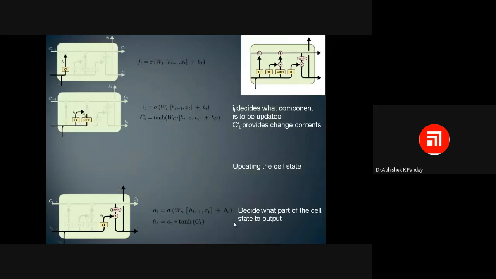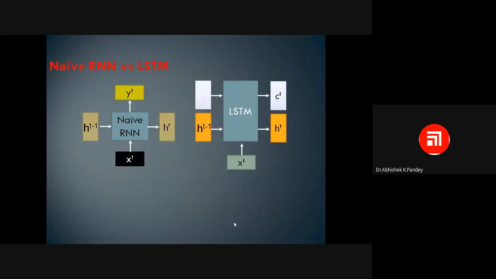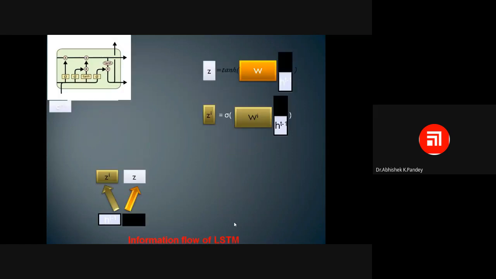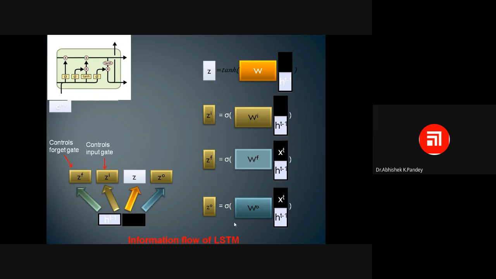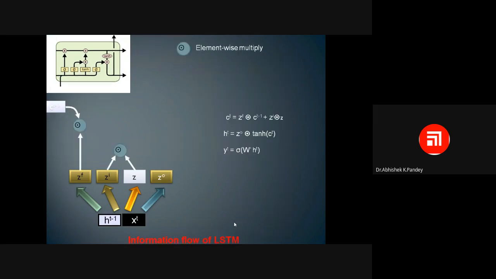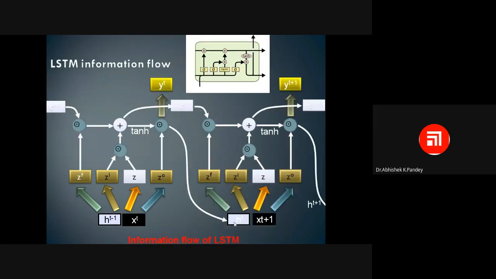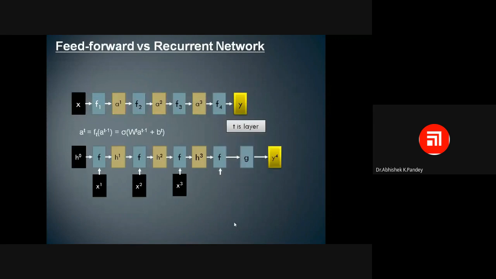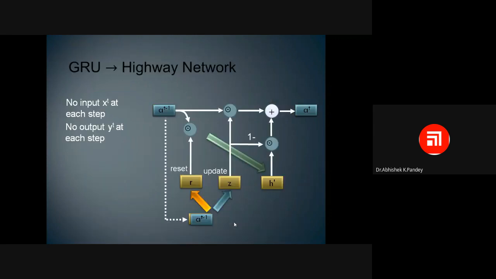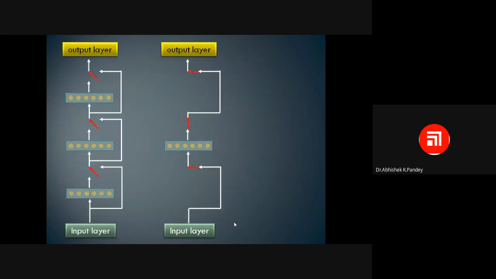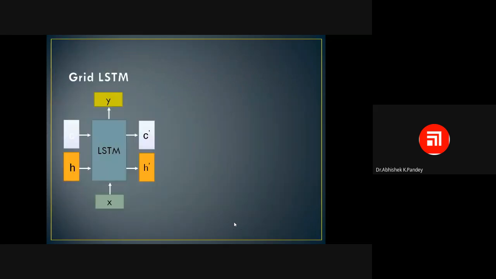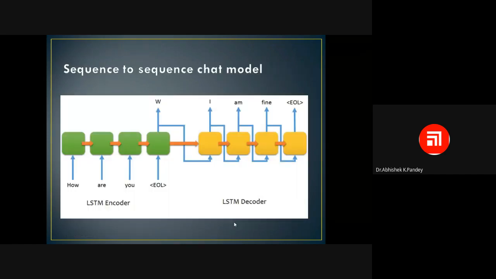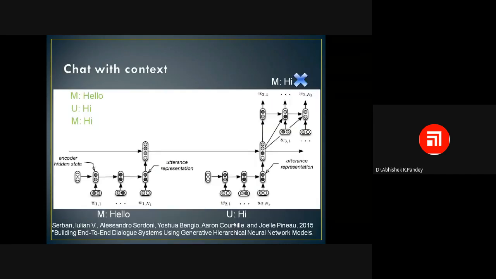So just have a look over it. Naive RNN versus LSTM we have done. Peephole we have done. Feed forward network or feed forward recurrent network we have done. How it is implemented we have done, and what we should consider while implementing it. Grid LSTM we have done. There is not much difference. Chat with context we have done.